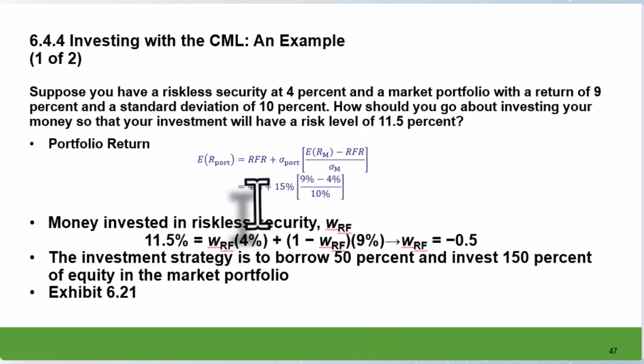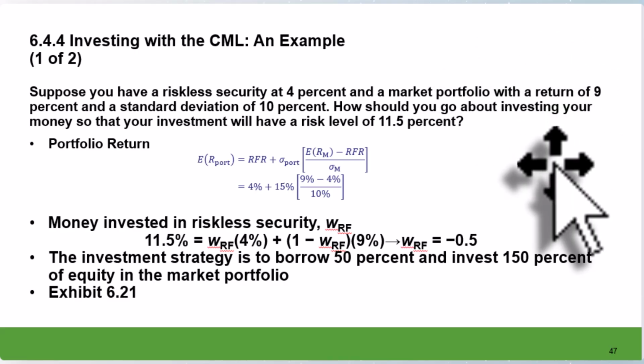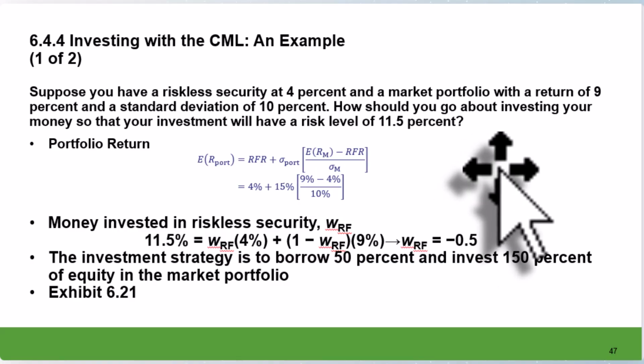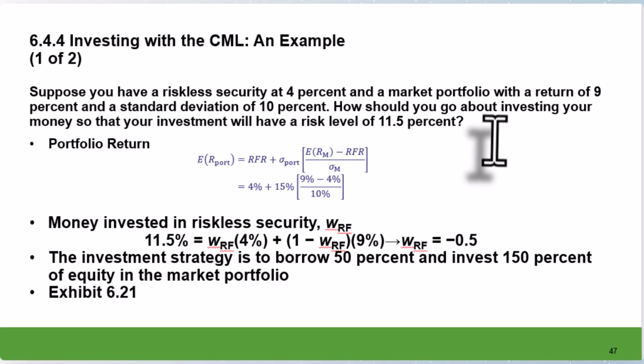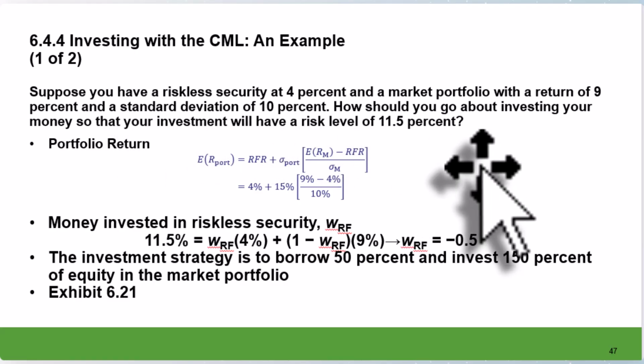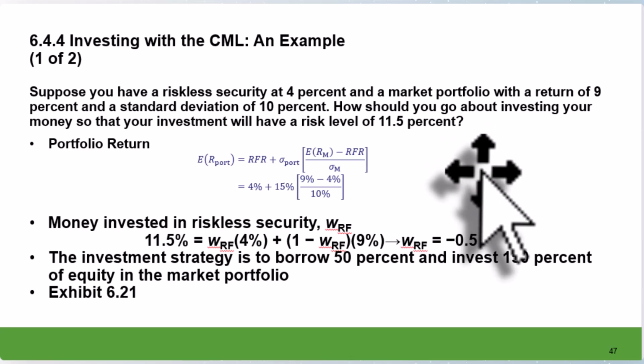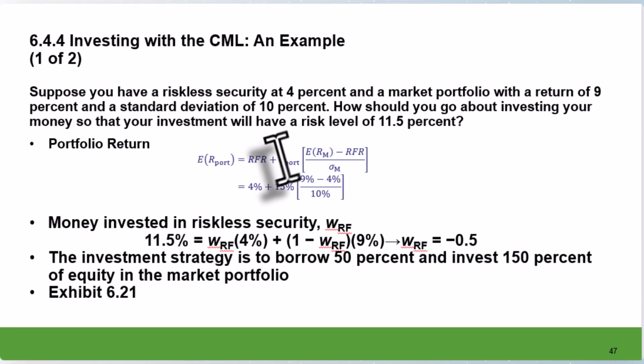So here we have our formulas. You have 4% as our risk-free asset. The market portfolio has a 9% rate of return. The standard deviation is 10%. So how would you go about investing your money so that your investment would have a risk level of 11.5%? How would you solve this so that we could get an 11.5% standard deviation? Again, we're solving for W here.